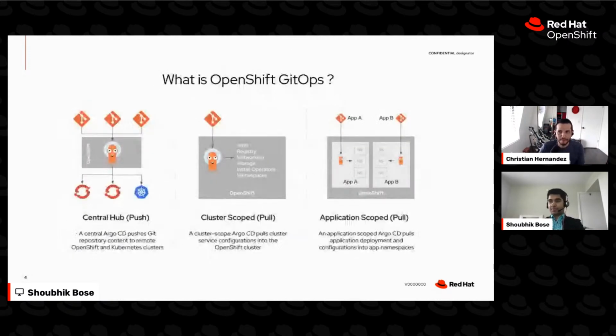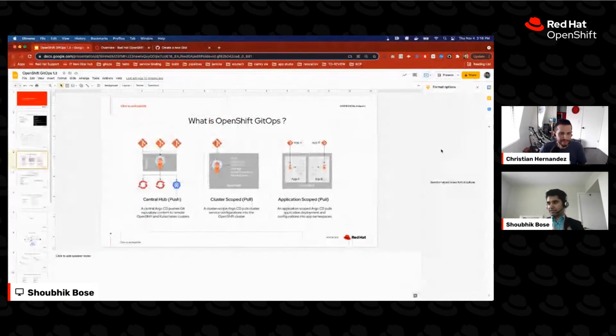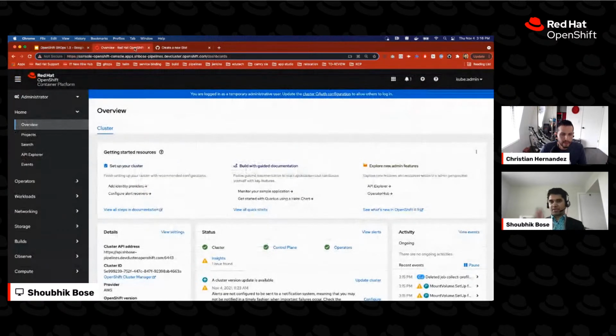Yeah, I think the first thing that I'm going to do is go and install OpenShift GitOps on my cluster. Again, it's a refresher to ensure we all know how the installation experience looks. Can you see my OpenShift screen? Yeah, you can. Can you make it a little bigger?